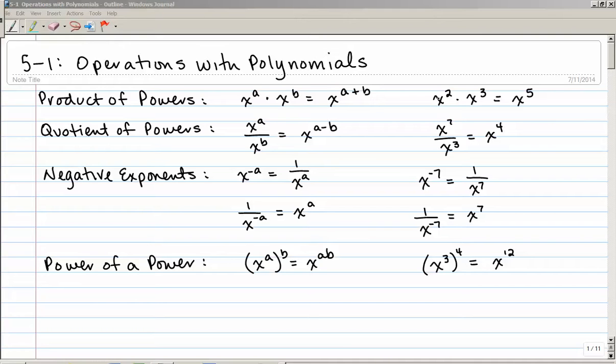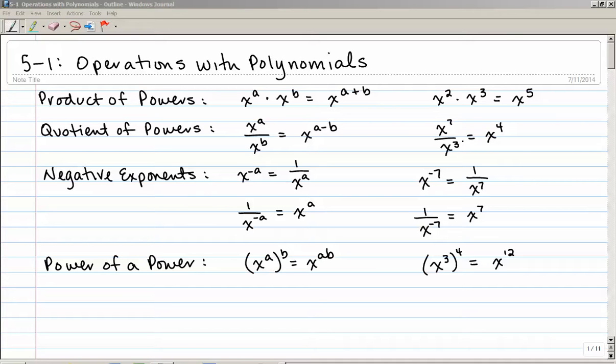So for example, x to the power of 2 times x to the power of 3 is x to the power of 2 plus 3, or 5. Quotient of powers: if you're dividing two powers, x to the power of a divided by x to the power of b is x to the power of a minus b. If you're dividing powers, subtract their exponents. So x to the 7th divided by x to the 3rd is x to the 4th, because 4 is 7 minus 3.